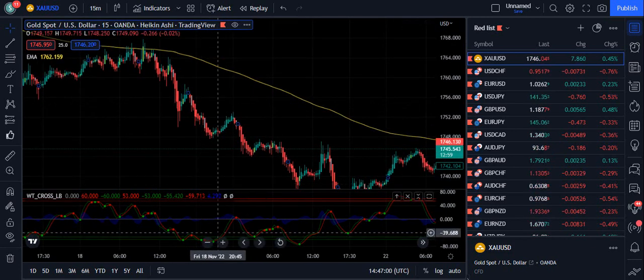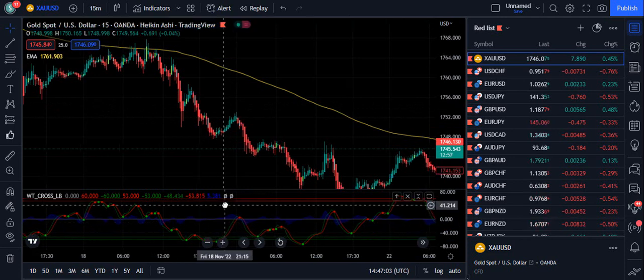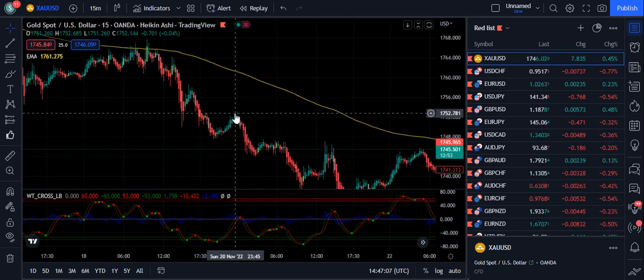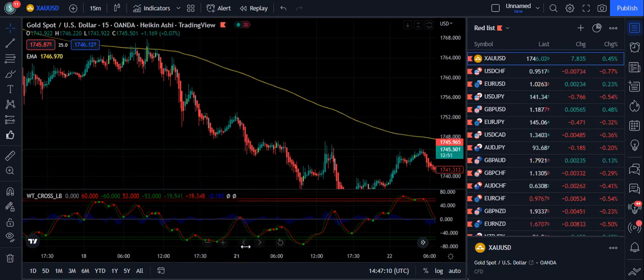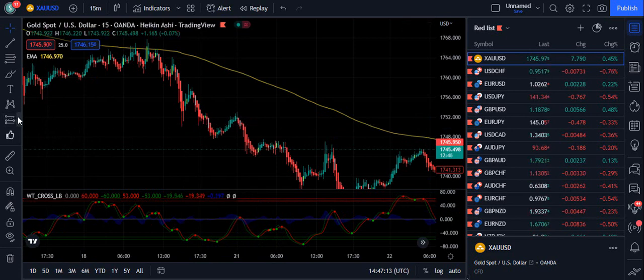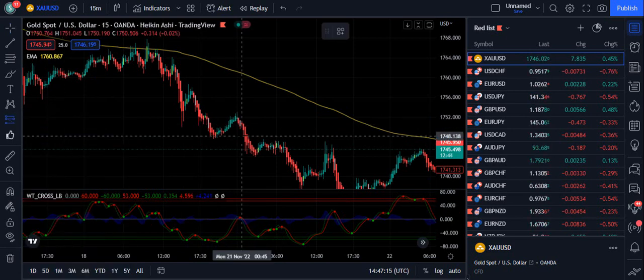Okay, so for example, let's say here we have received a buy signal from the dot, and you can see the market pumped up, but we are not going to take a buy position. And then it has pointed us in the sell direction, and you can see here we had a very good scalping chance from this candle.